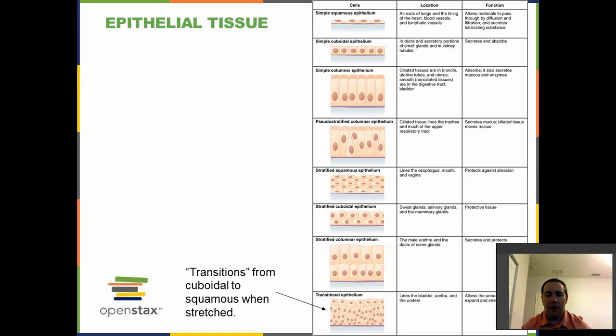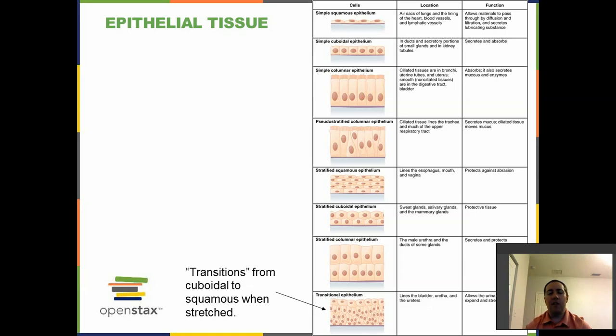Stratified columnar is only in a few places. Really, the only example where you could come up... So I just saw the question. I'll get back to that in a second. The textbook definition of stratified columnar is in the male, specifically the male urethra. It is a lot of protection, but also some secretion.